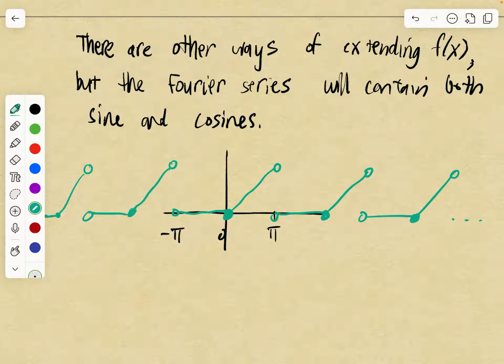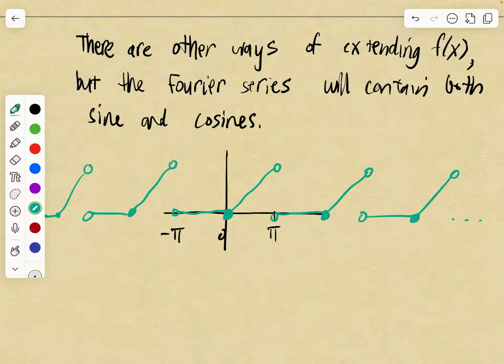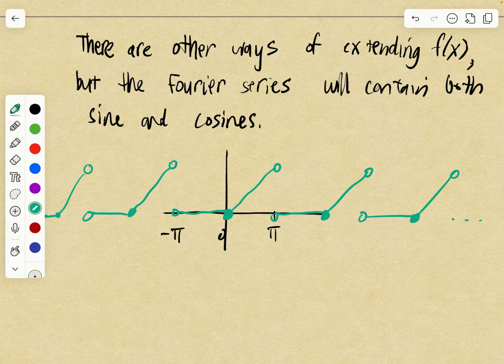In the next video, we're going to look at what happens when you take the Fourier series of the even and odd periodic extensions. Those are called the Fourier cosine and sine series. So we'll take a look at that in the next video.